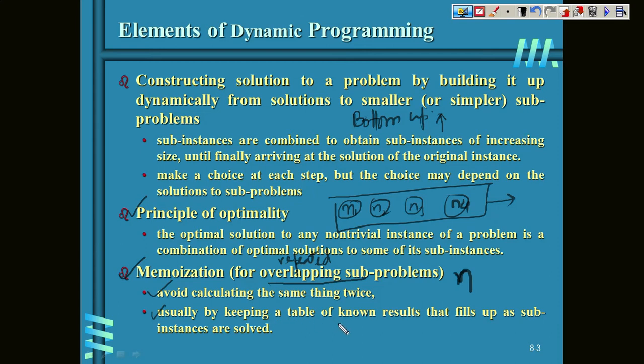Usually by keeping a table of results that fills up as subproblems are solved. So memoization basically means that in this dynamic programming approach, we usually reserve one memory space. We are calling it one table, you can say, where we keep on storing the results that we are getting as an intermediate effort. And whenever the same kind of effort is required, we avoid doing the same effort, but we simply use the result and proceed. So this is how our overall time will reduce.